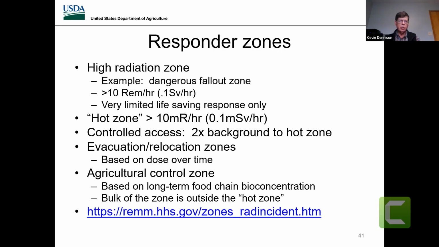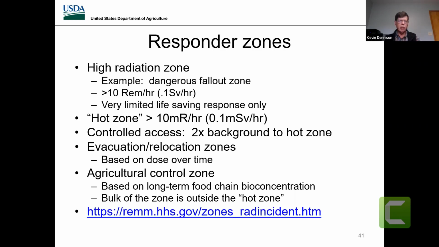There's the evacuation zone, which is based on dose over the first 4 days, and the relocation zone, which is based on the amount of exposure that you would get over 1 or 2 years staying there. And so the evacuation will be first, then you'll get a relocation process later, and then the people can hopefully go back to their homes after a while with the relocation zones.